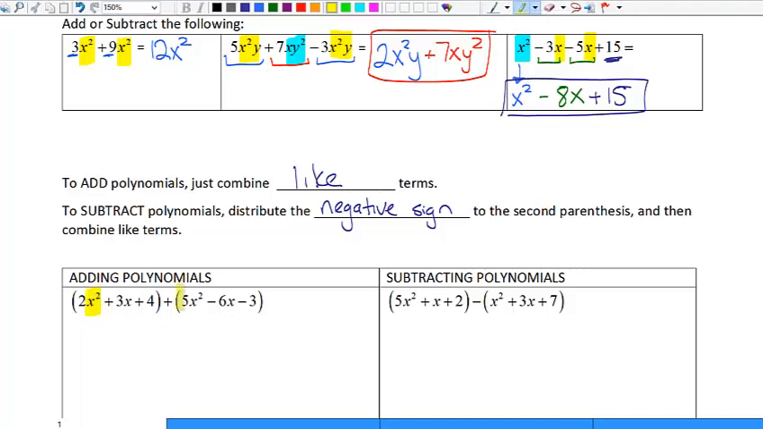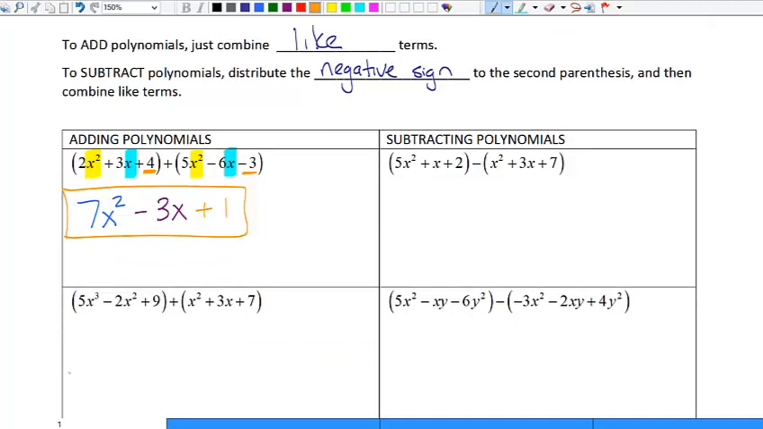So I'm looking for like terms: x squared and x squared. When I add those together, I get 7x squared. Now I'm looking for another like term. We have x and x, so I add the coefficients positive 3 and negative 6 and get minus 3. Keep the variable part the same, x. And then 4 and negative 3 are both constants, so I add them and get a positive 1. And this is now completely added.